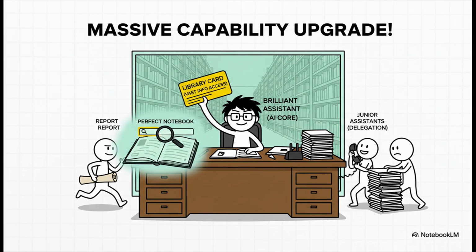I love this analogy because it sums it up perfectly. It's like we've given a genius who just happens to have terrible short-term memory a perfect searchable notebook, a library card to look anything up, and the power to delegate tasks to a whole team of junior assistants. It is a massive, massive upgrade in capability.